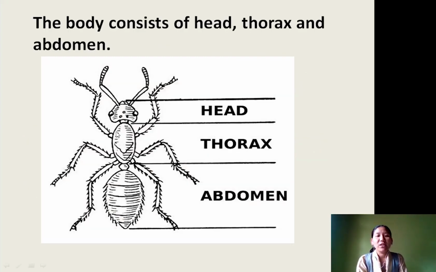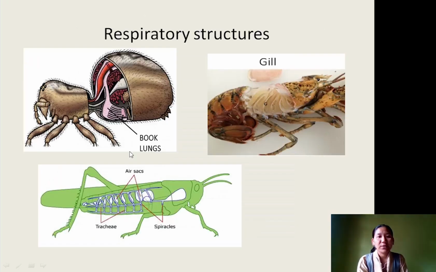Here you can see that they have a sensory organ. This is the antenna here, and the body is segmented and divided into head, thorax, and abdomen. They have a jointed appendage here, so they are called arthropoda, and the whole body is covered by an exoskeleton made up of chitin.